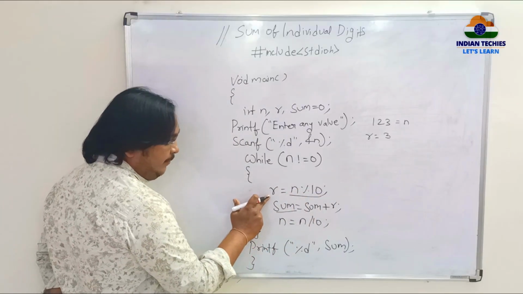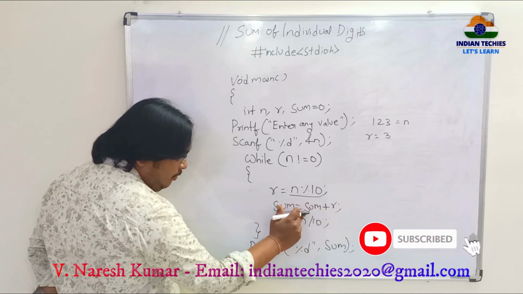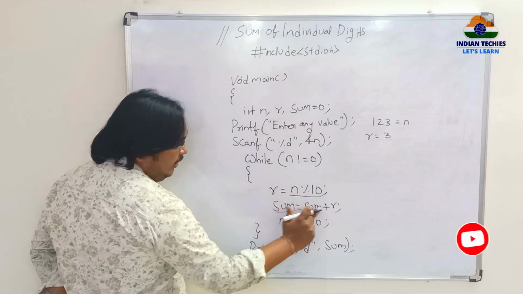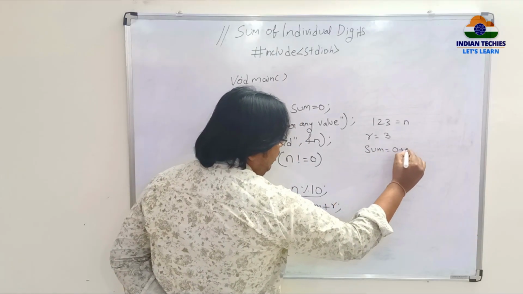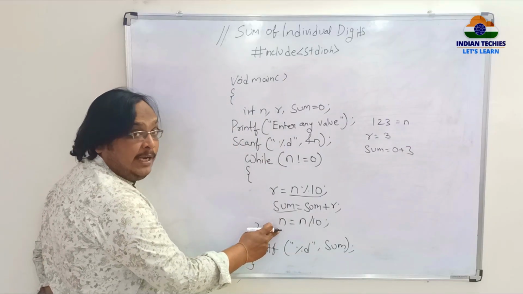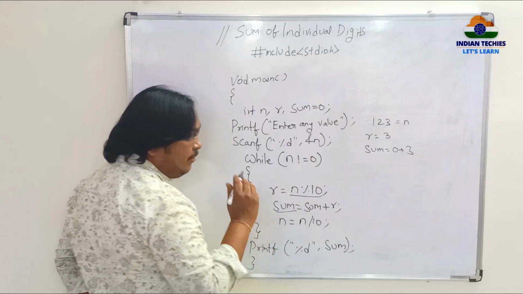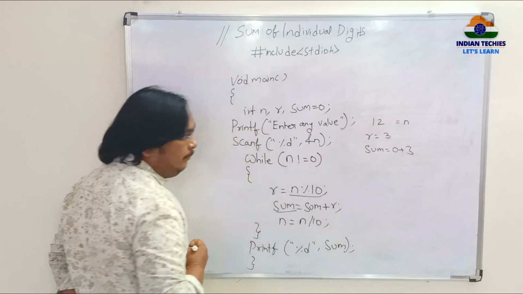Now, r value is 3. I am keeping this r value, means I am adding it to sum. What is the initial value of sum? I have given 0. 0 plus 3. So sum is equal to 3. I have added 3. Next step. n is equal to n by 10. What is n value? 123. So 123 by 10, n value becomes 12.